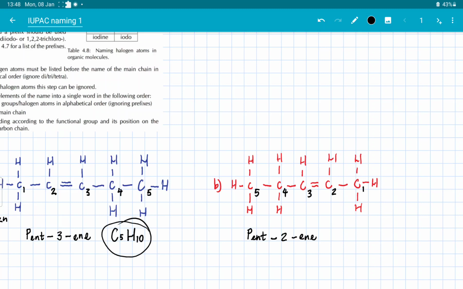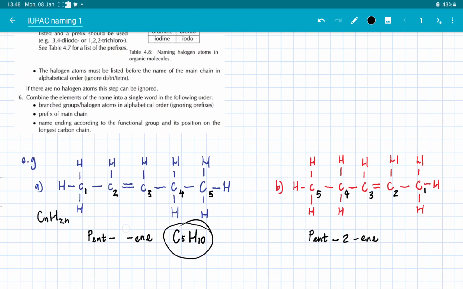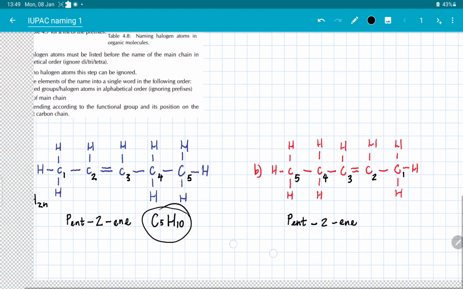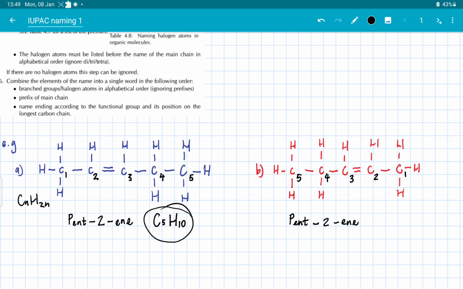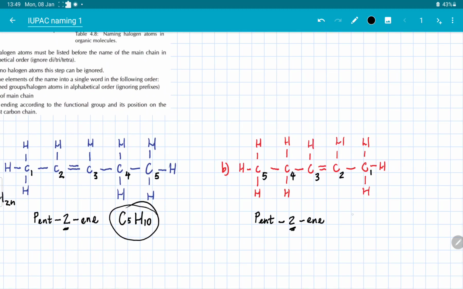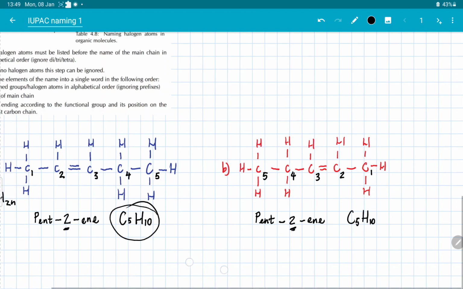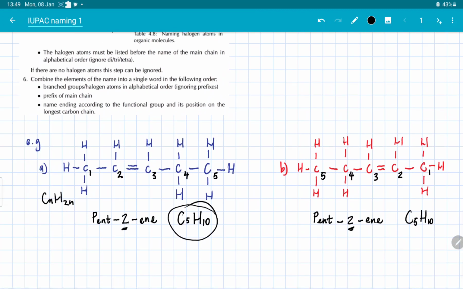Let me go back, people. I did not see my mistake here. I was supposed to say pent-2-ene. So basically, both of these molecules are pent-2-ene. Yeah, my mistake there. Pent-2-ene. So again, since it is pent-2-ene, it should be C5H10.